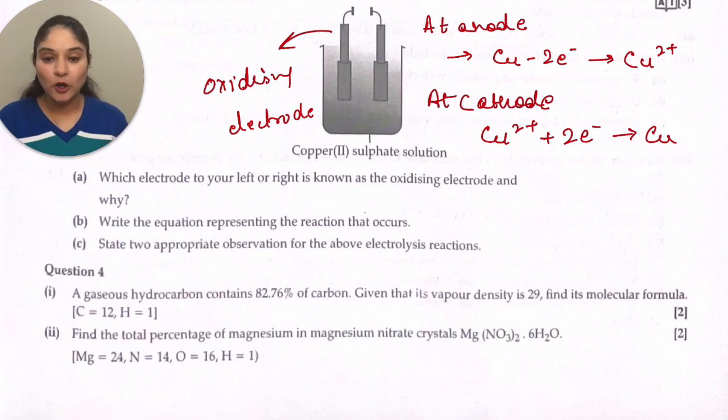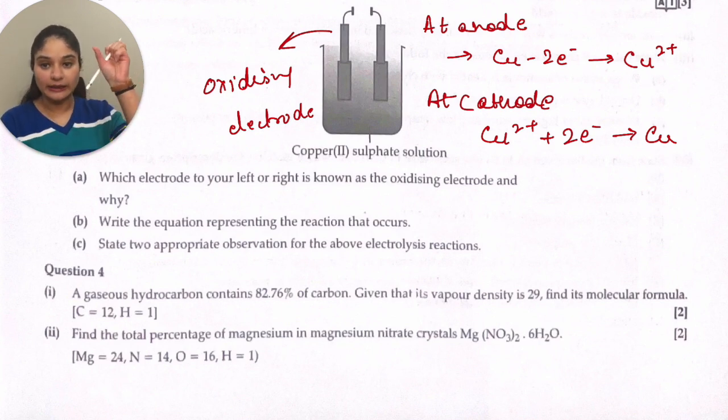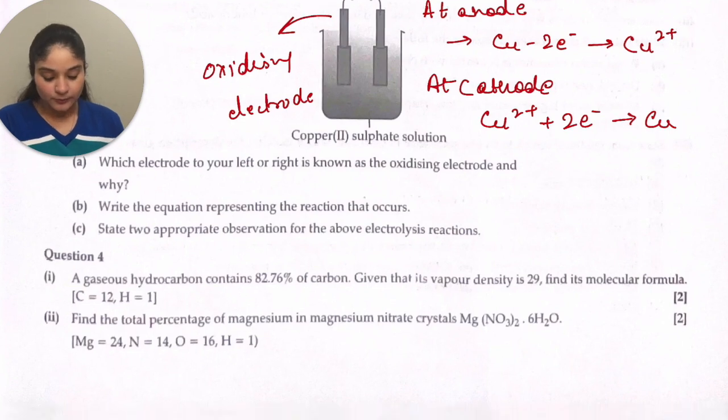State two appropriate observations for the above electrolysis reaction. The first is that reddish brown copper is deposited at cathode, so you can see that layer being formed. The second observation is that the bluish color of your electrolyte does not fade away, it stays as is till the end of the process. So these are the two main observations. Let's move to the next question.